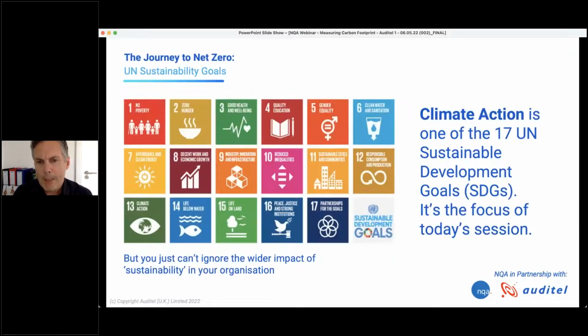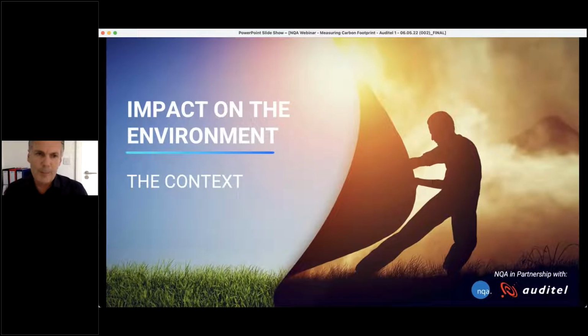Okay, so around that, we've all seen the United Nations Sustainability Development Goals. So we're the bottom left, number 13, climate action. So climate action is one of the 17 UN Sustainable Development Goals. It's the focus of today's session around that measurement piece, but actually none of us could ignore the wider impact of sustainability in our organizations. So it's something to be mindful of. Again, not the focus today, but something to be mindful of in the wider landscape.